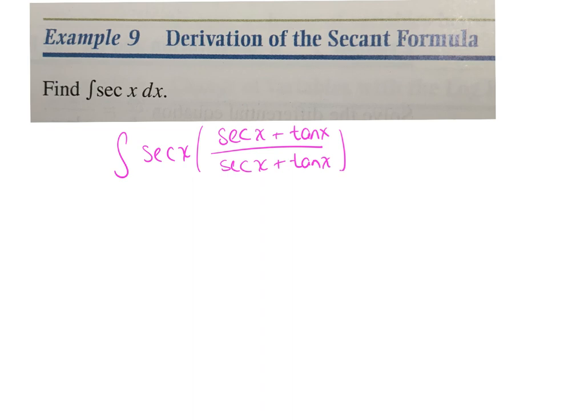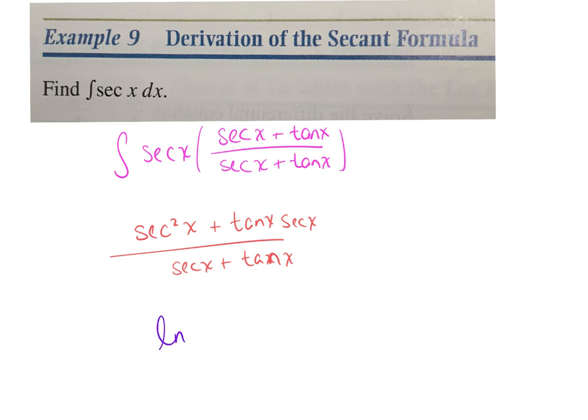So you distribute that guy, you get this right here, secant squared x plus the tangent of x, secant, tangent, whatever, over secant of x plus tangent of x. And then what happens is now you have u substitution, because if I were to take the derivative of this guy, okay, the derivative of tangent is secant squared, the derivative of secant is secant tangent. So you end up with this guy right here in your natural log. So if I were to do this, it would end up with the natural log of secant plus tangent, which is your antiderivative of secant.